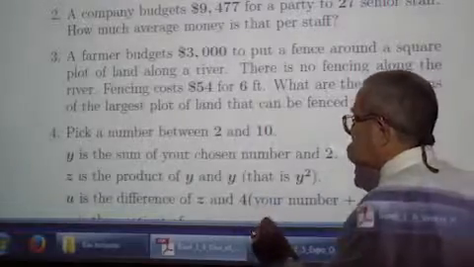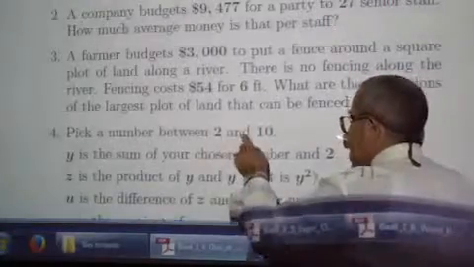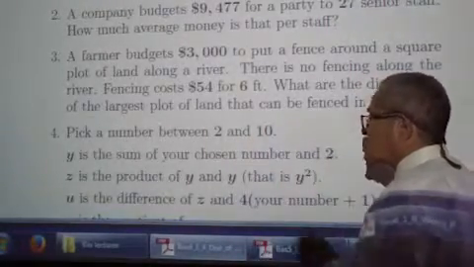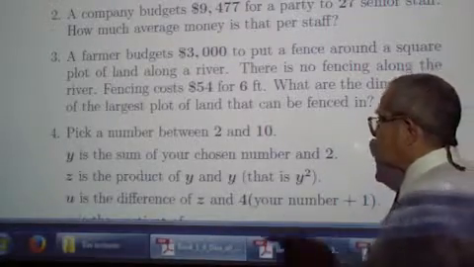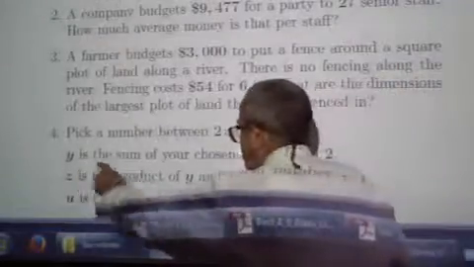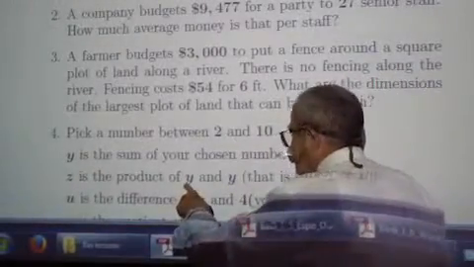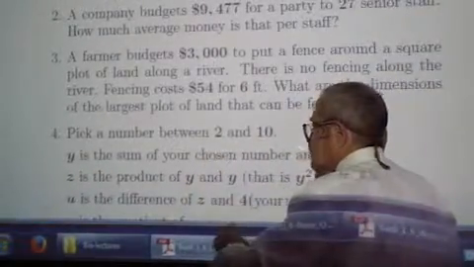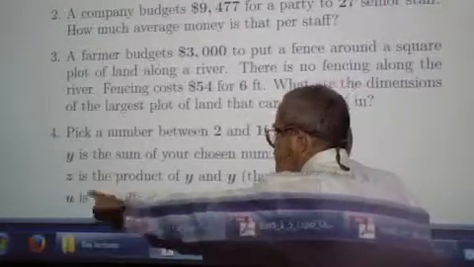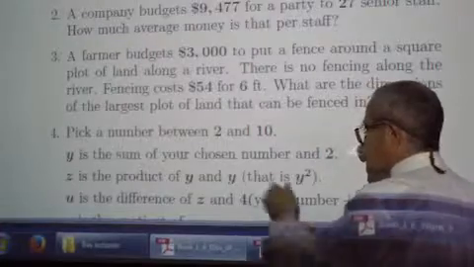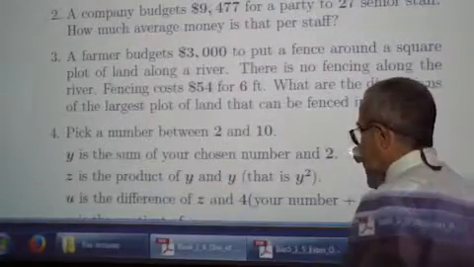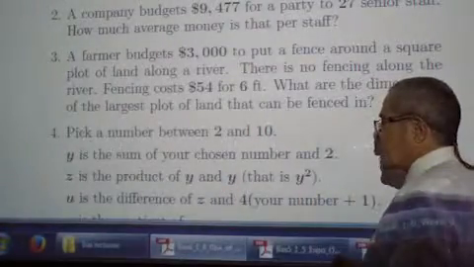Let y be the sum of your chosen number from here and 2. So you need to know what sum is. If you take the sum of your number and 2, you have the number y. Use that number y now that you found previously to find z, where z is the product of your number y times the same number y. So y times, I already gave it away. So this is like y squared.